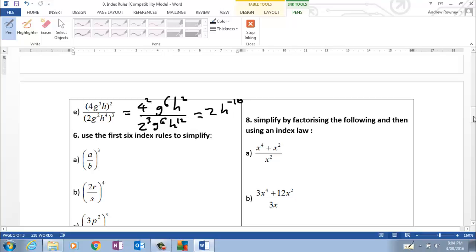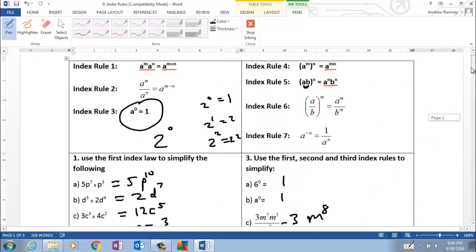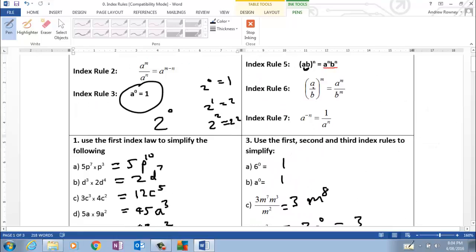Okay, the sixth rule is if you've got two bases inside being divided, the power goes in with both of those bases.